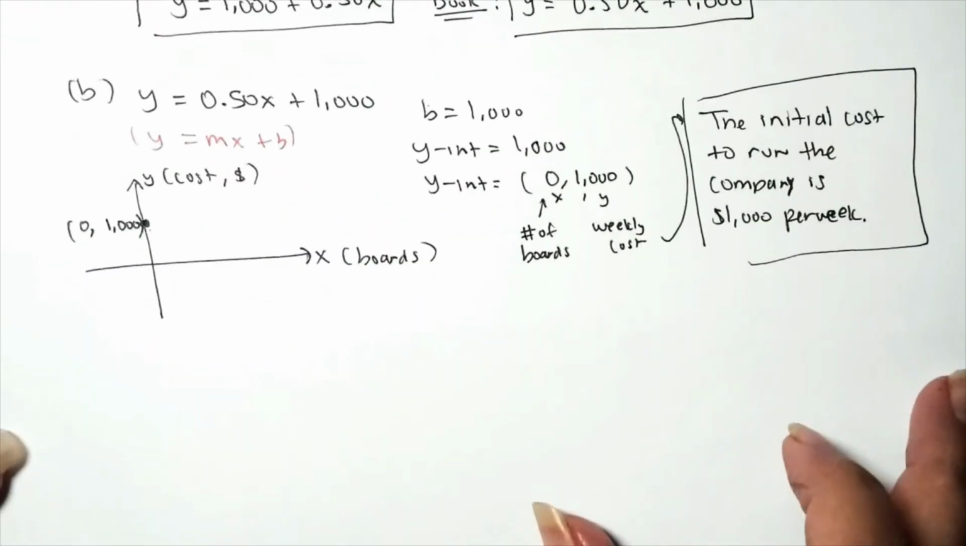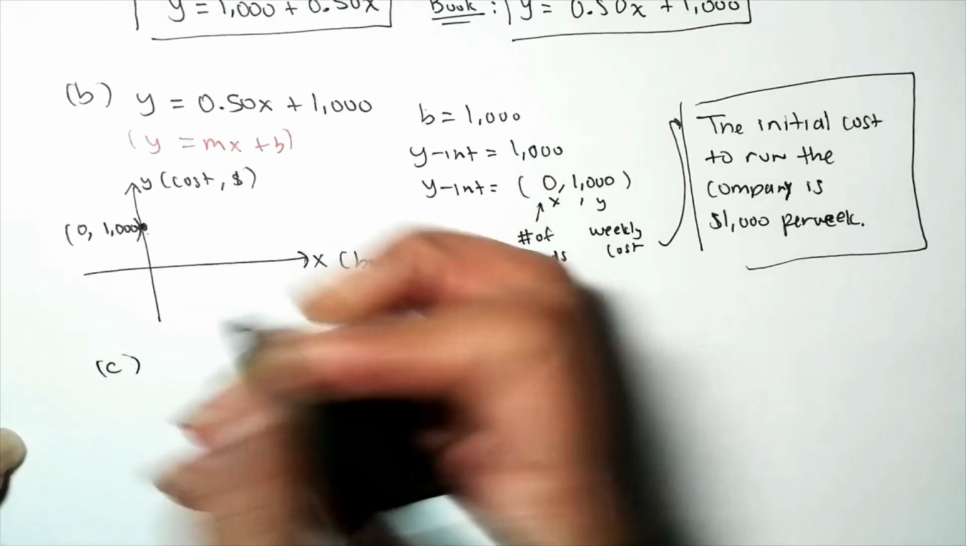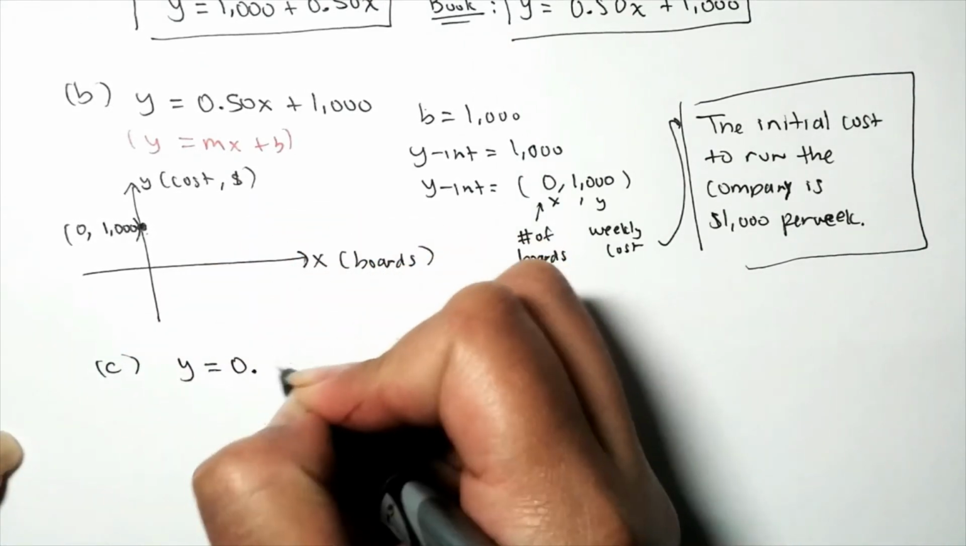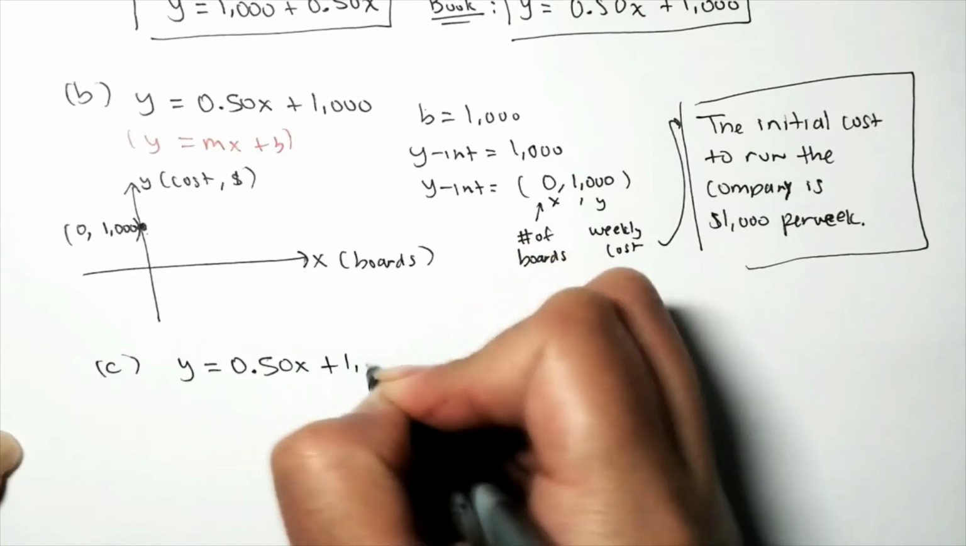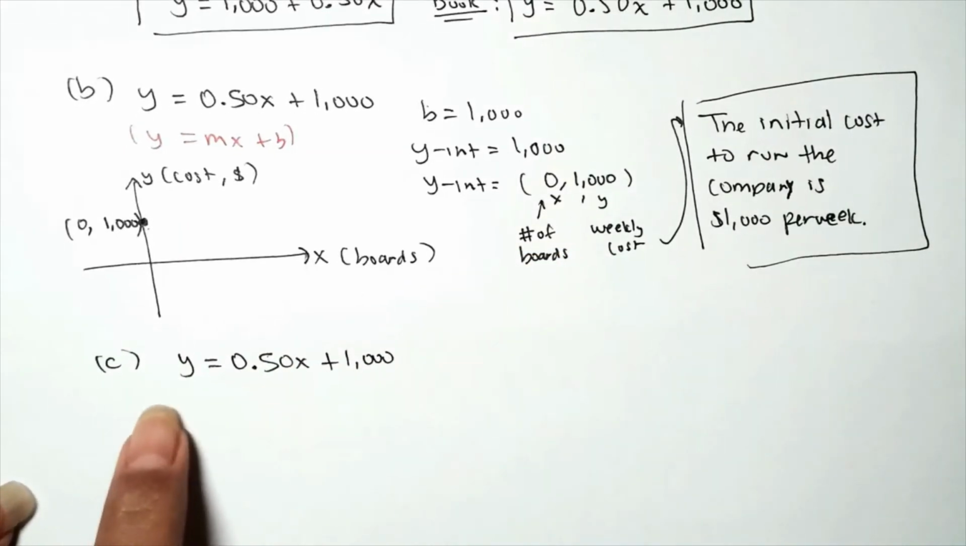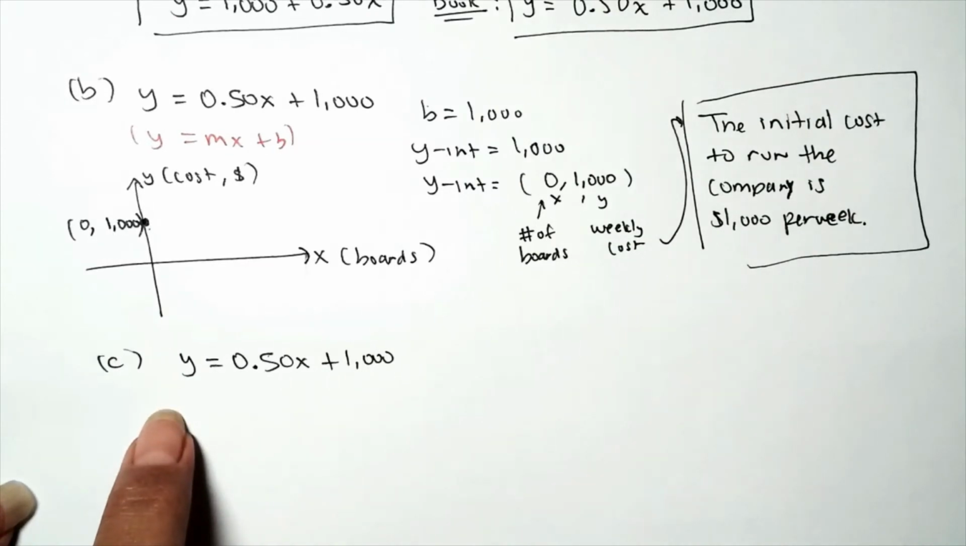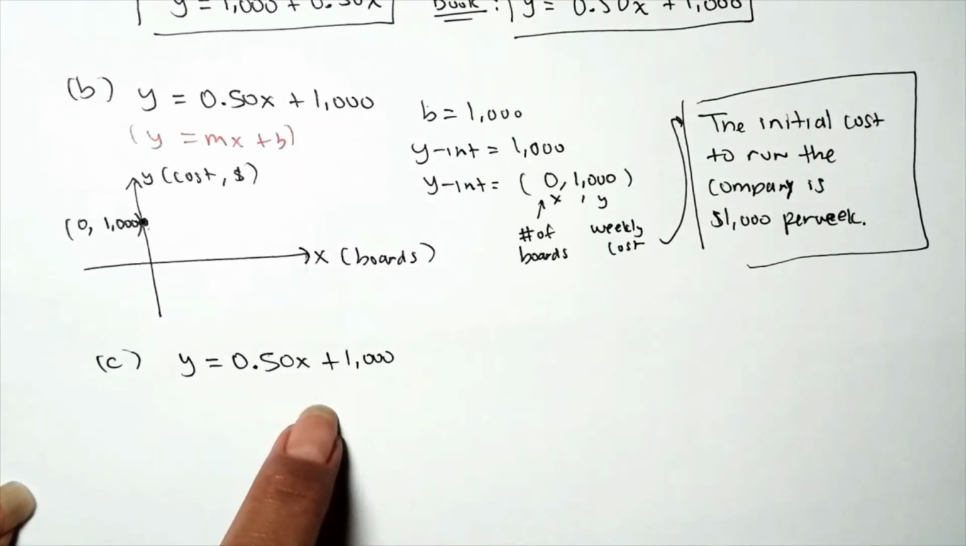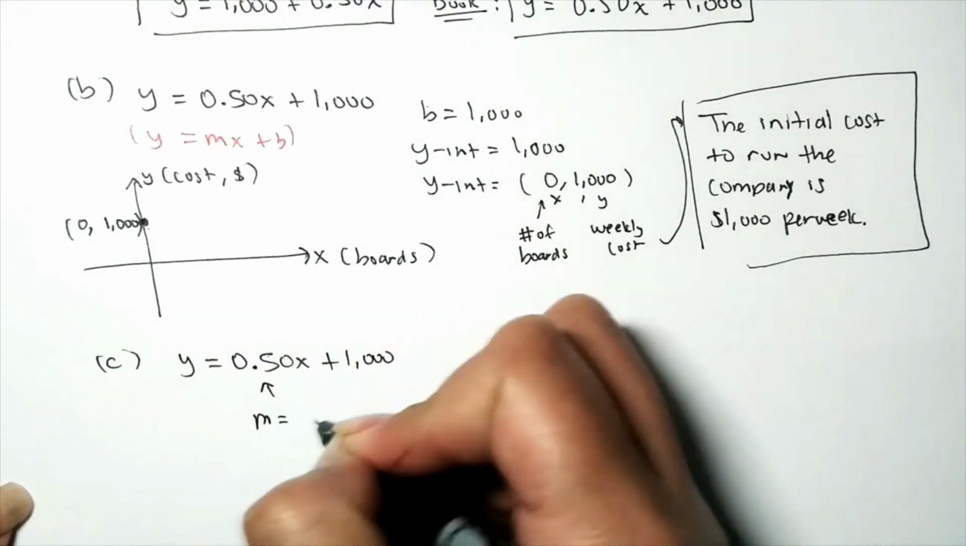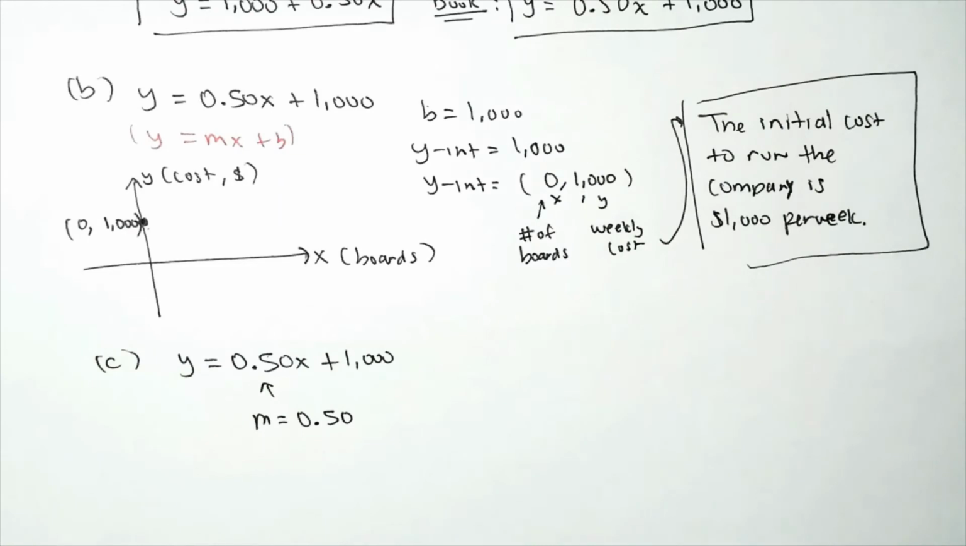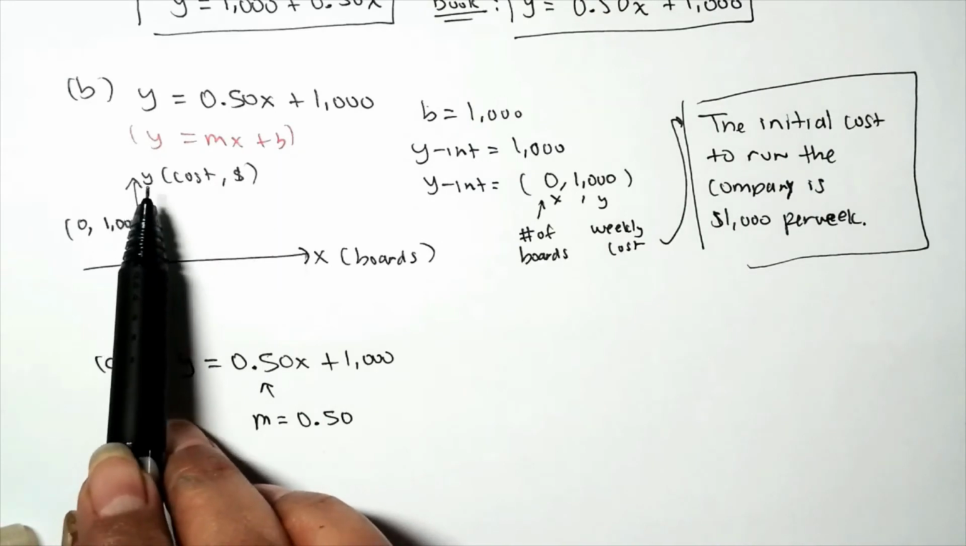Let me go ahead and write down our model of the equation we found. So we have y equals 0.50x plus 1000. Let's remind ourselves, y represents the cost to run the company each week. This is in slope-intercept form, so our slope is 0.50. In order to have a fair chance to explain the meaning of the slope, I'm going to write down the units. So it's 0.50, and the units will be the units on y over x.